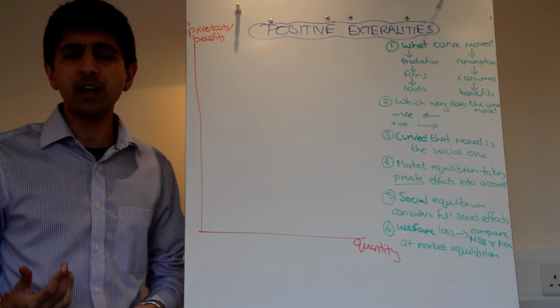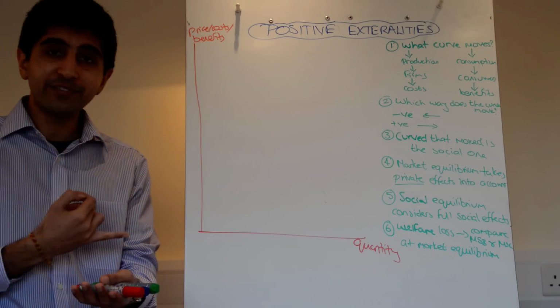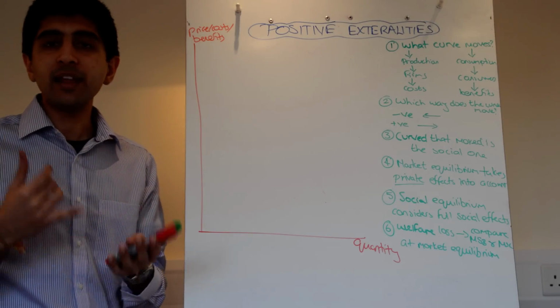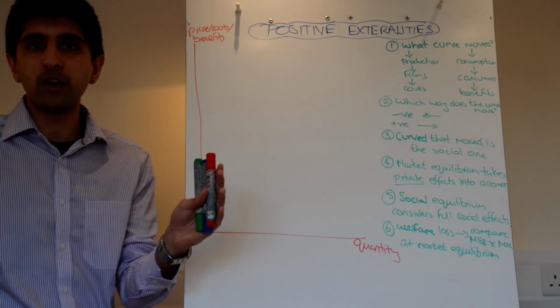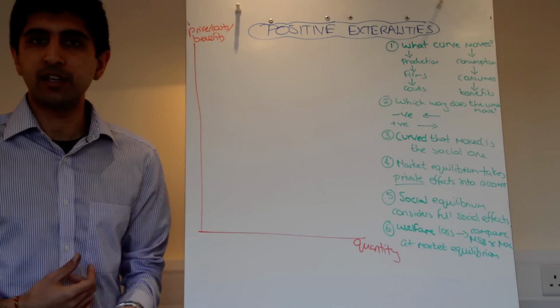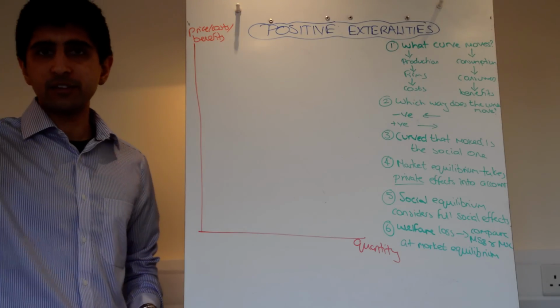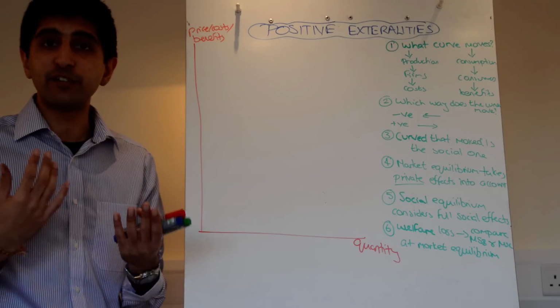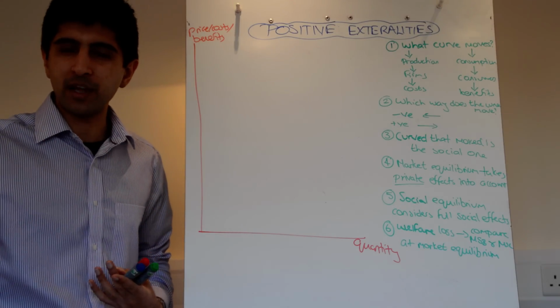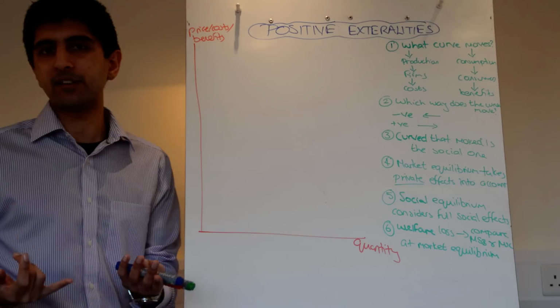Good examples of this: vaccinations. If I get vaccinated, it means that there's less chance of somebody else in the world catching whatever disease I was vaccinated for. So if there's a flu jab, there's less chance of somebody else in the world catching flu from me. So there's a benefit to somebody else when I've taken a vaccination.